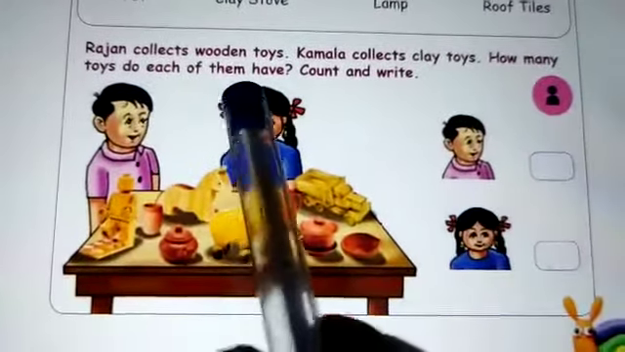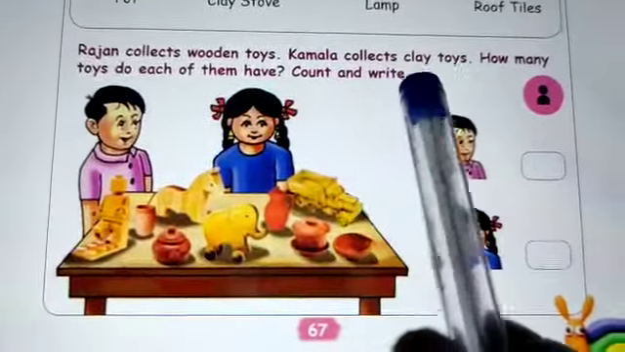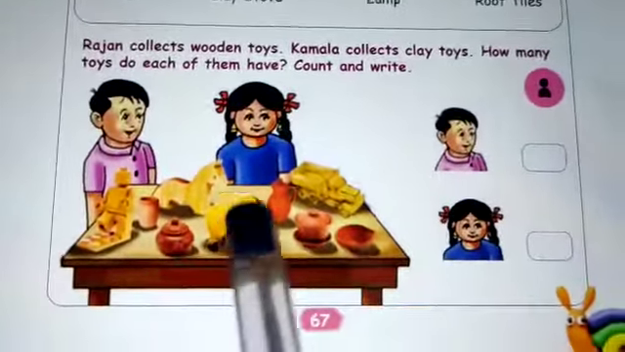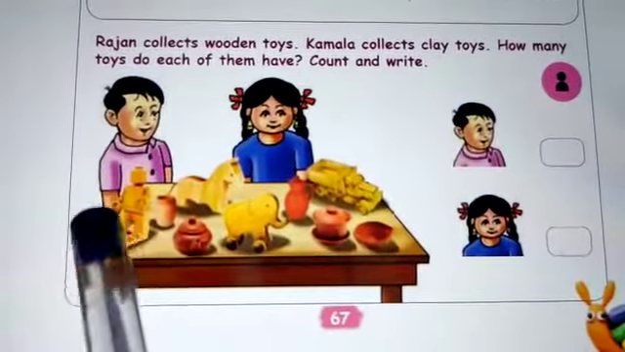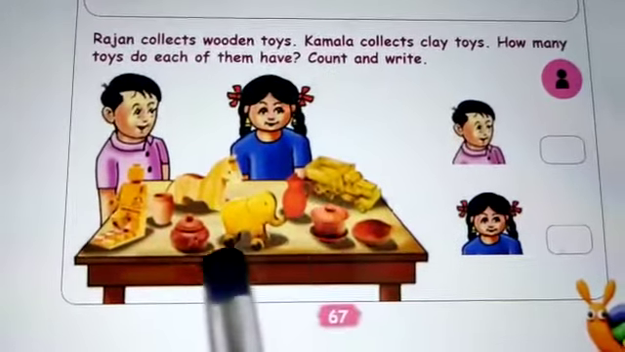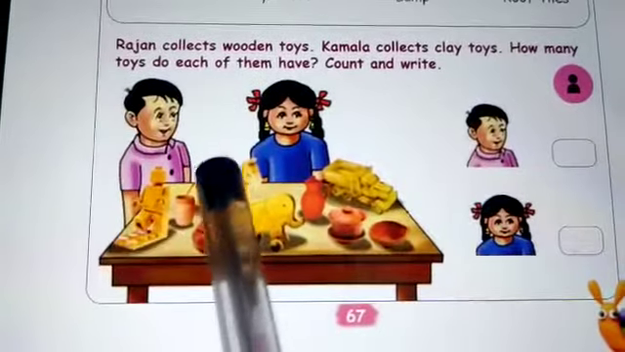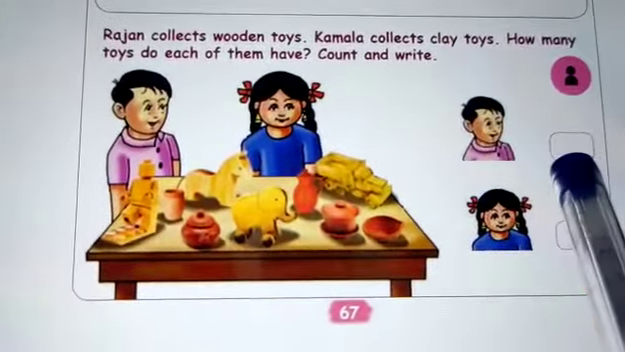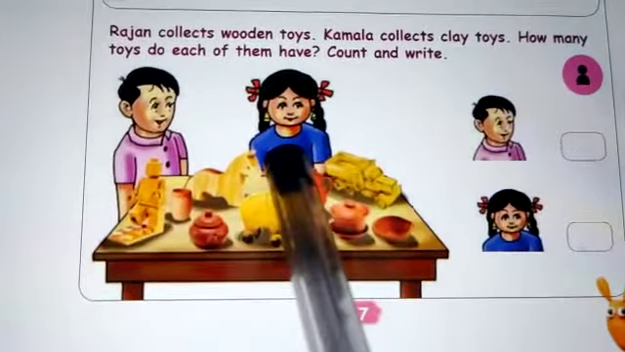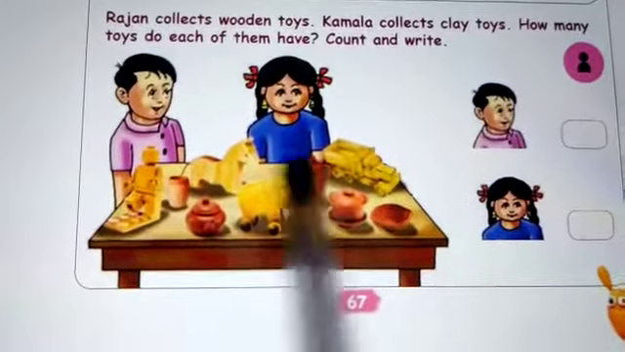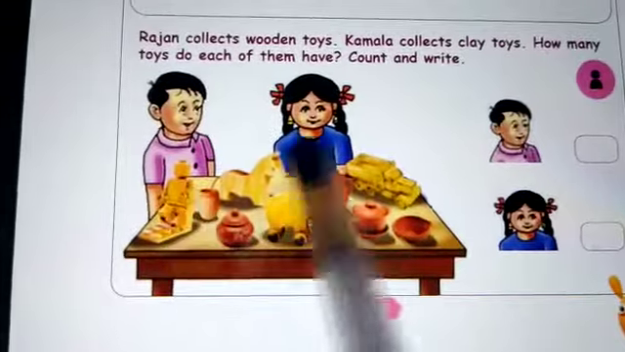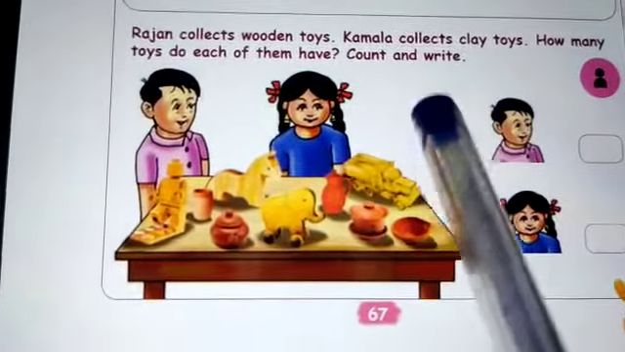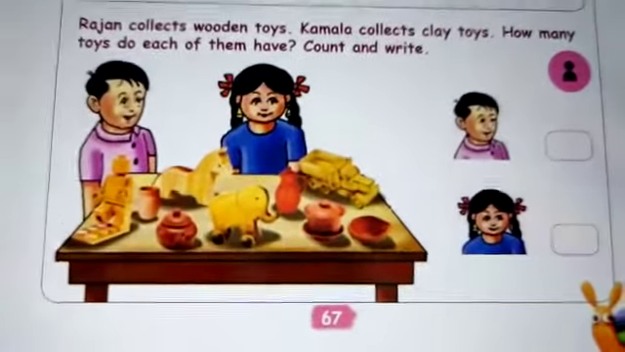Rajan collects wooden toys. Kamala collects clay toys. How many toys does each of them have? Count and write. See, this is Rajan. He collects all wooden toys. How many toys are here? 1, 2, 3, 4. 4 wooden toys. You have to write 4 in this box. Kamala collects clay toys. How many clay toys are here? 1, 2, 3, 4 and 5. So you have to write 5. She collects 5 clay toys.